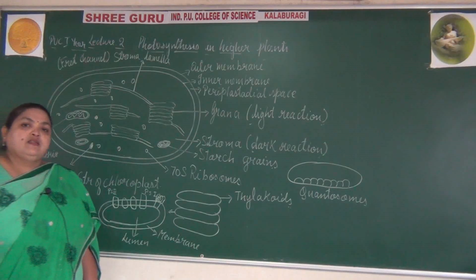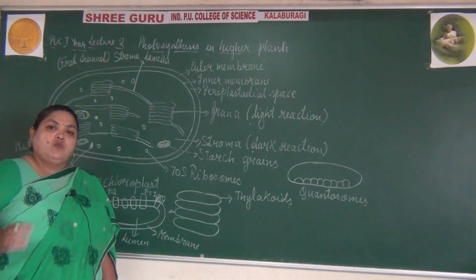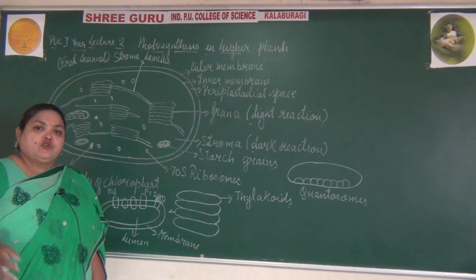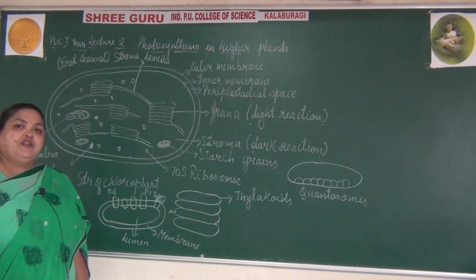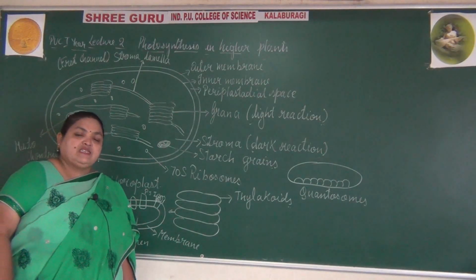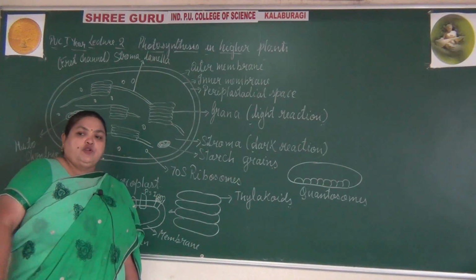So tomorrow, in the next class, we will deal with photosystem 1 and photosystem 2, and the cyclic and non-cyclic phosphorylation processes of photosynthesis.